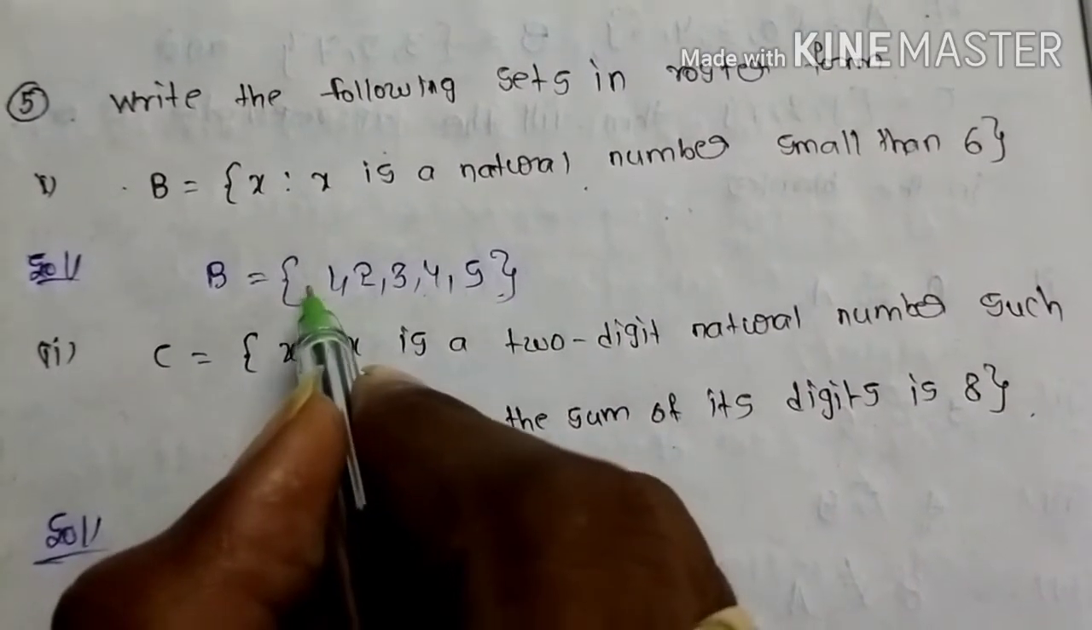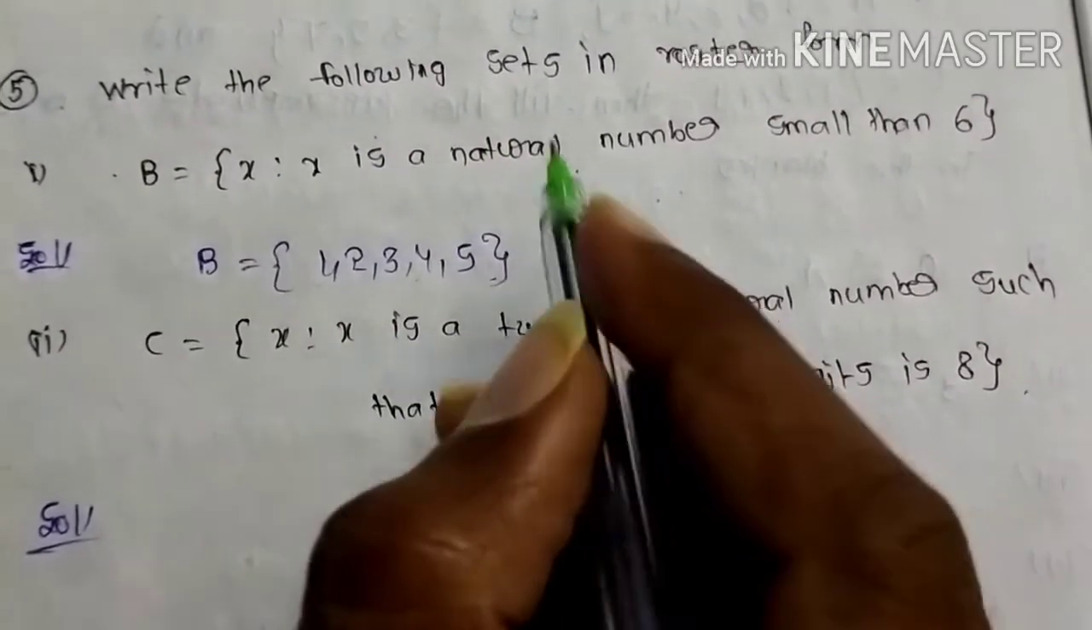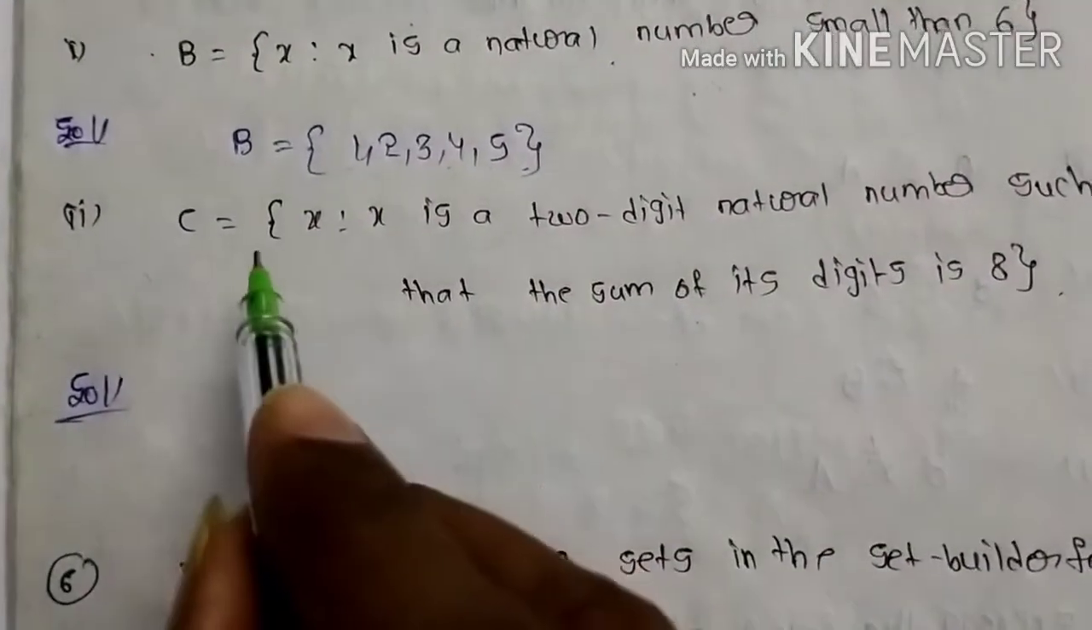Don't take 0. Why? Is 0 a natural number or not? It is not a natural number, so I am not writing it. See one more question.